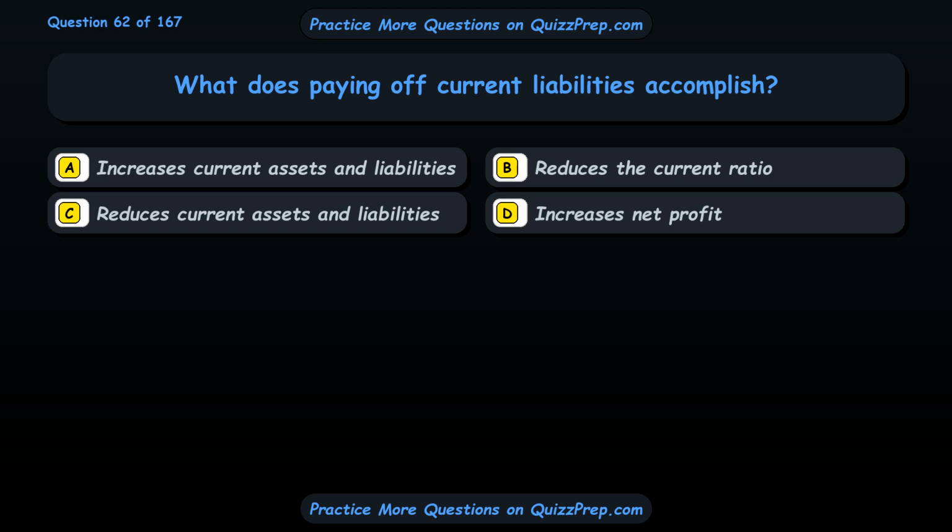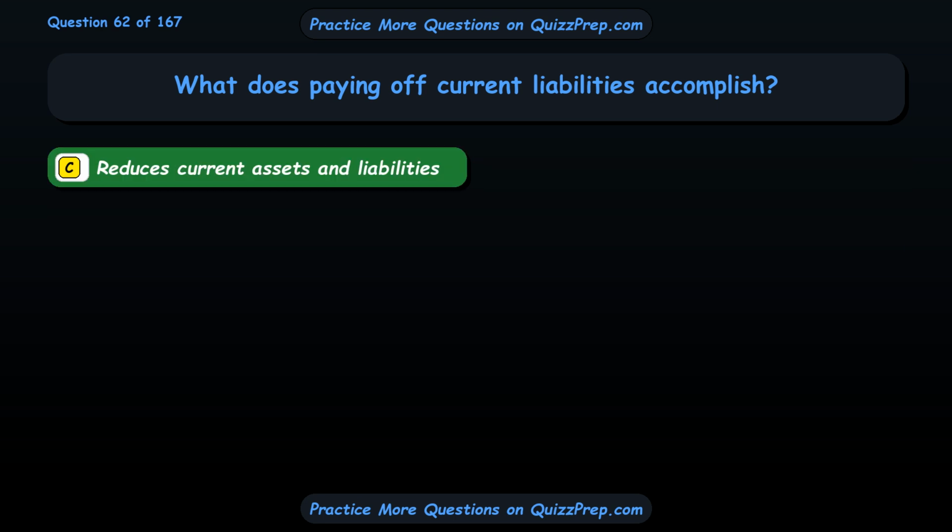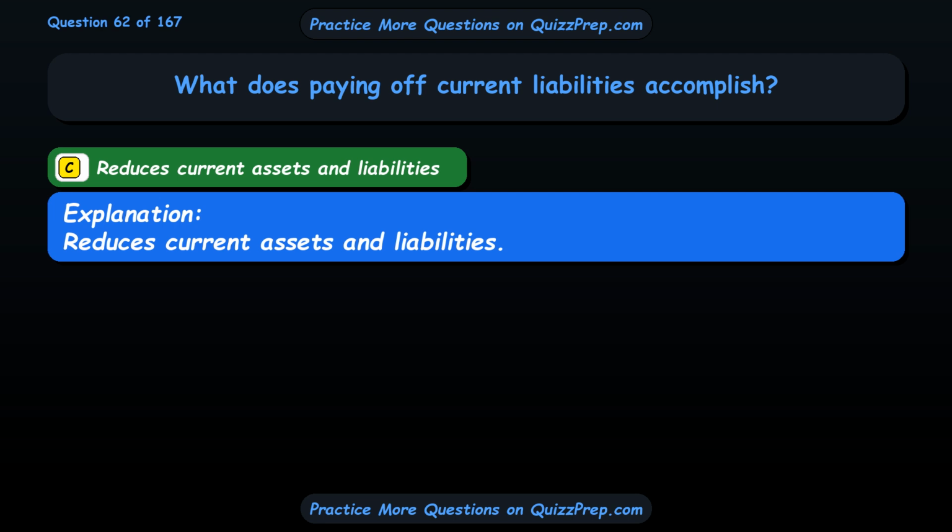Question 62. What does paying off current liabilities accomplish? Option A. Increases current assets and liabilities. Option B. Reduces the current ratio. Option C. Reduces current assets and liabilities. Option D. Increases net profit. The correct answer is option C. Reduces current assets and liabilities.